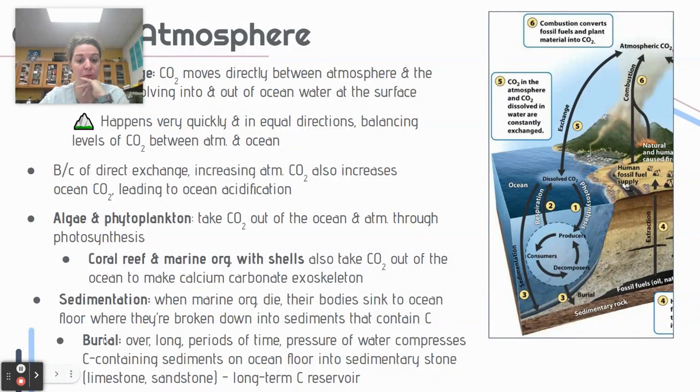And then with burial, that's where we're going to actually see those turning into the sedimentary rock or the fossil fuels. Sedimentation is just when they're getting broken down into the sediments. So they get broken down during sedimentation, and then during burial, the sediments get squished together to form the rock, like limestone or sandstone, or the fossil fuels. And this is considered a long-term carbon reservoir because this takes thousands, millions of years for those rocks or those fossil fuels to be created.